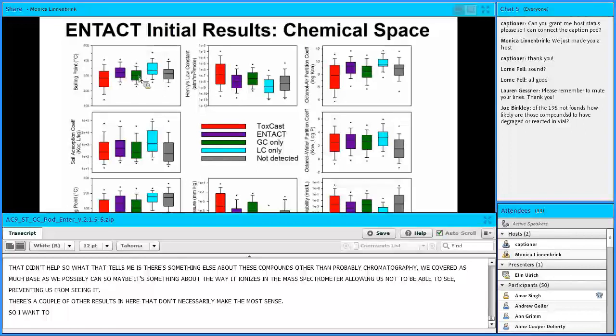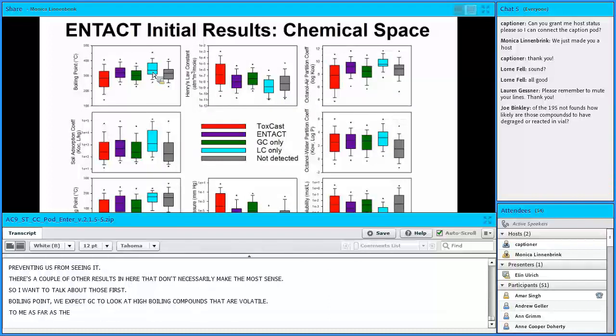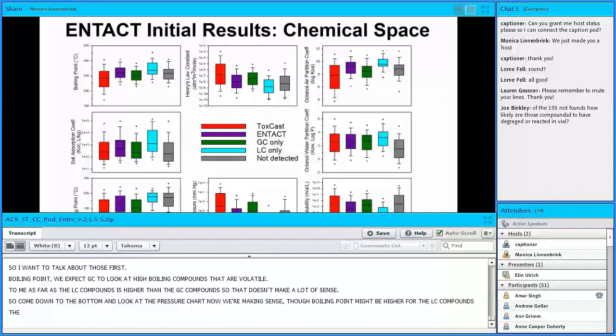So boiling point, we expect GCs to look at high boiling compounds. They're supposed to be volatile. Well, the median for the LC compounds is actually higher than it is for the GC compounds. So that doesn't make a whole lot of sense. So if we come down to the bottom and look at the vapor pressure chart, now we're making some sense. Even though the boiling point might be higher for the LC compounds, the vapor pressure is lower. Okay, that makes more sense.